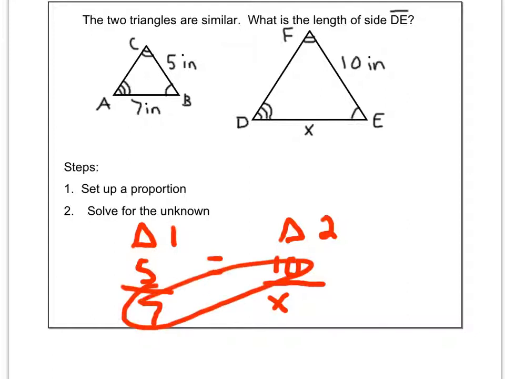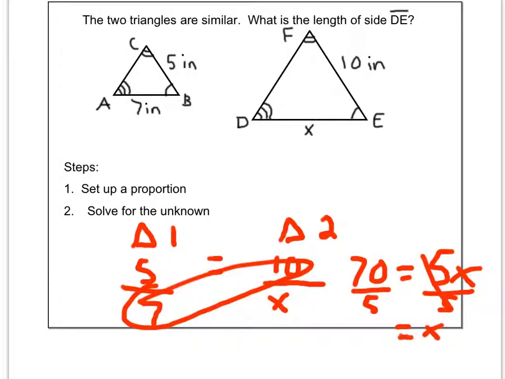So we're going to do 7 times 10 and get 70 equals, then 5 times x is 5x. And we're going to divide by 5 on both sides. And get, sorry about my cold, x is equal to 14. So 14 equals x.